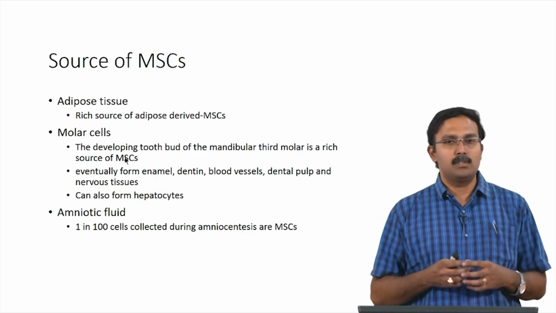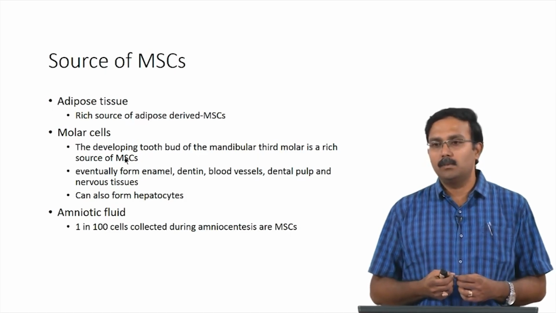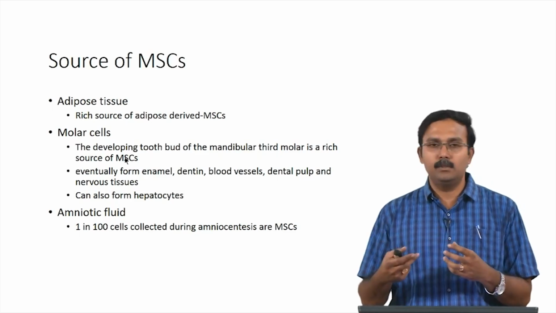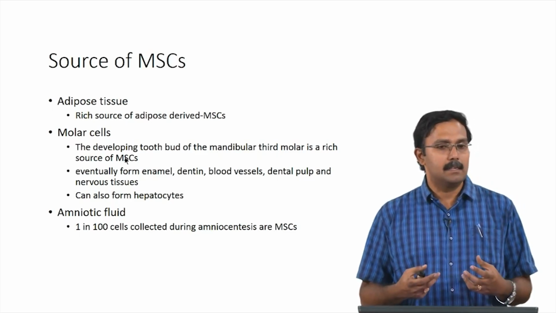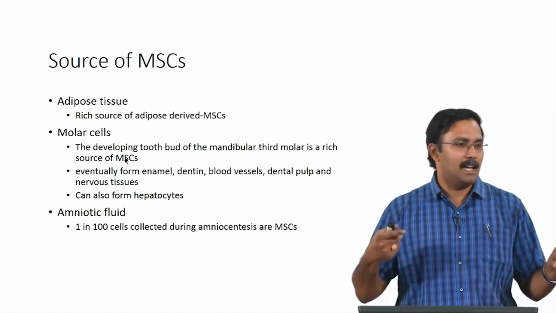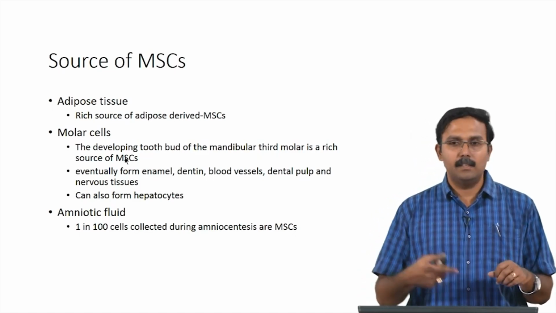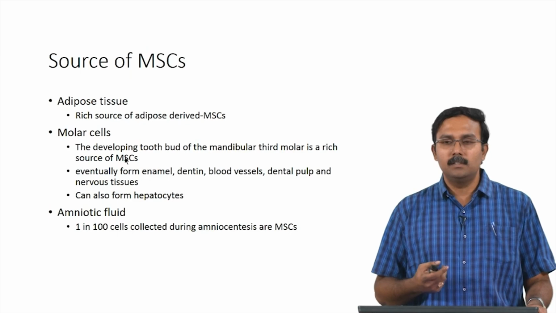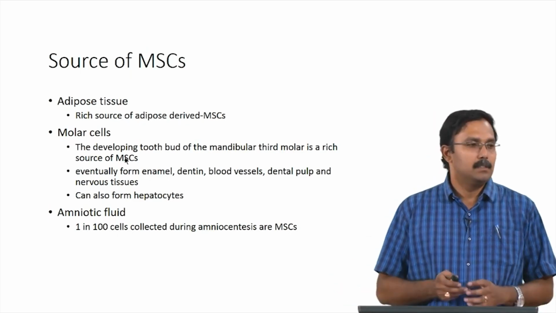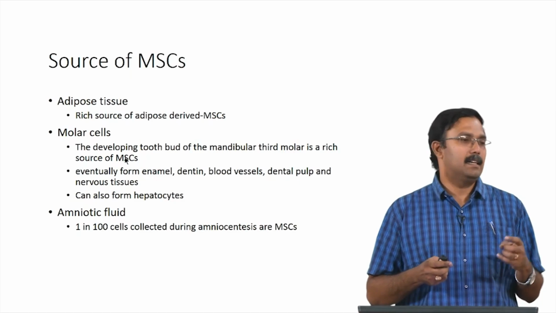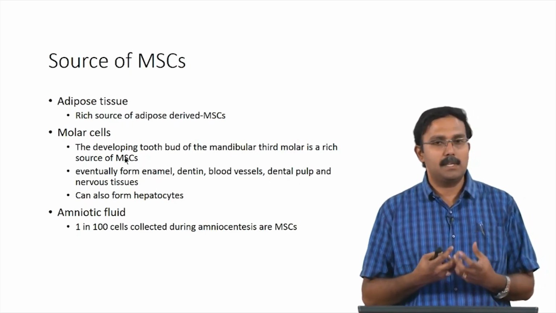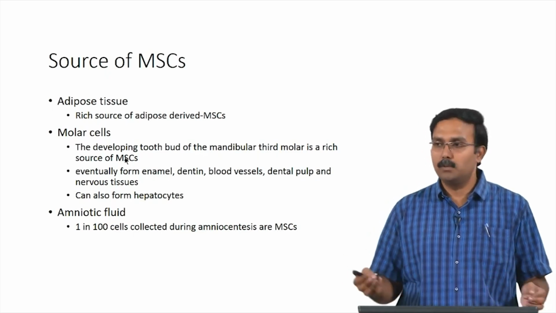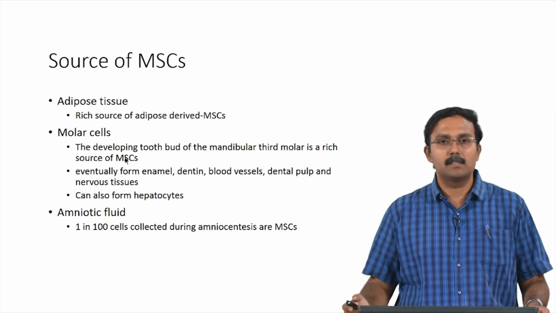Amniotic fluid is also a source from where you can get mesenchymal stem cells. It is the fluid in which the fetus is present, and this can actually be harvested using a process called amniocentesis. Amniocentesis is nothing but taking a large gauge needle and injecting it into the uterus to draw the amniotic fluid. This is usually done for diagnostic purposes. This amniotic fluid basically has a lot of cells, and 1 in 100 cells which are collected using amniocentesis is a mesenchymal stem cell, which could also be used for tissue engineering applications.